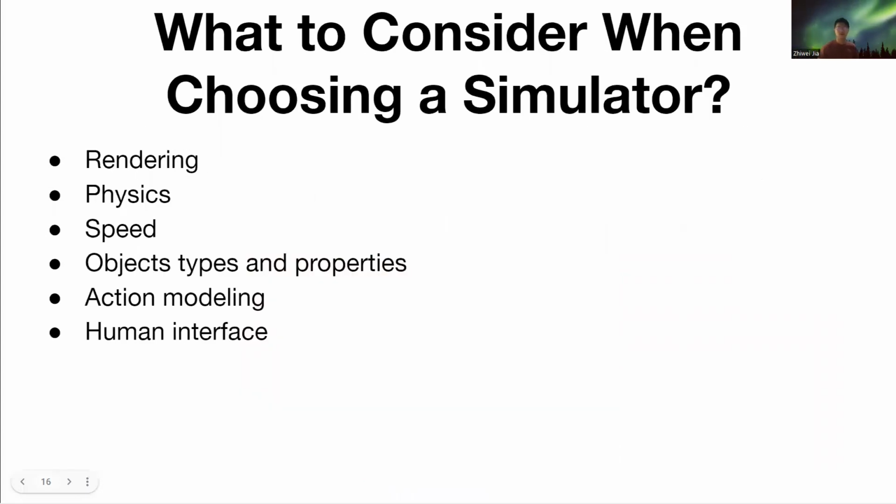Well, there are so many existing simulators used for embodied AI research. To make your life easier, we would like to introduce several important things for you to consider when choosing a simulator to use. These factors include rendering, physics, speed of the simulators, their supported object types and properties, how do they model actions, and also what kind of human interfaces they can support. We'll go through these factors one by one.